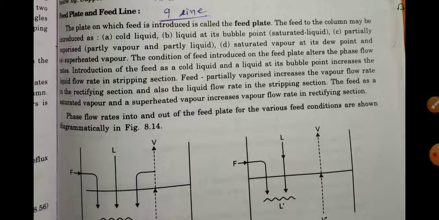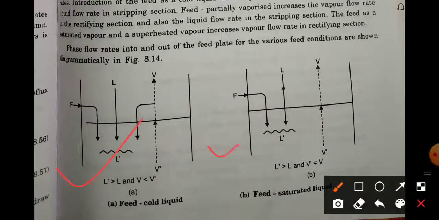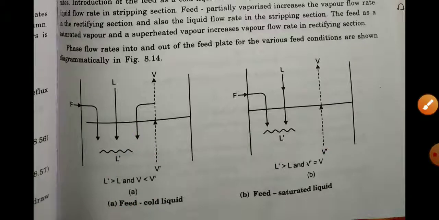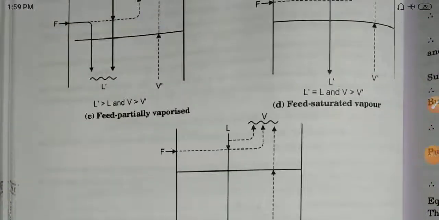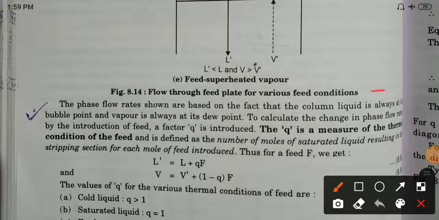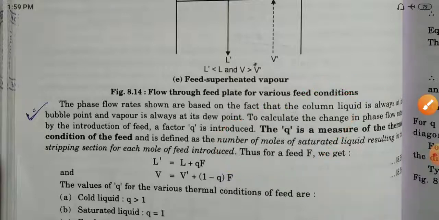Okay, the first one is cold liquid, liquid at the bubble point, partially vaporized for a liquid and a vapor, saturated vapor at its dew point, and superheated vapor: the feed conditions introduced in the feed plate. Okay, for the phase flow, the introduction of the feed as the cold liquid, and the figure is like this. This is the first one, second one, where the values will change, signs change for equal terms. Okay, thank you so much. In the next lecture we will see this equation, the Q line. Okay, thank you so much.